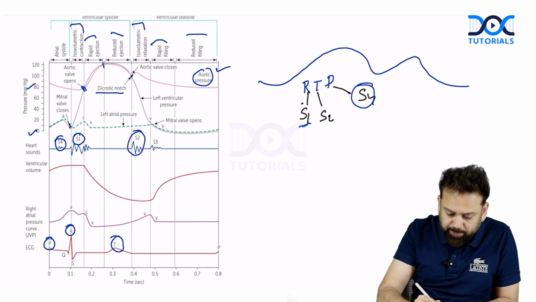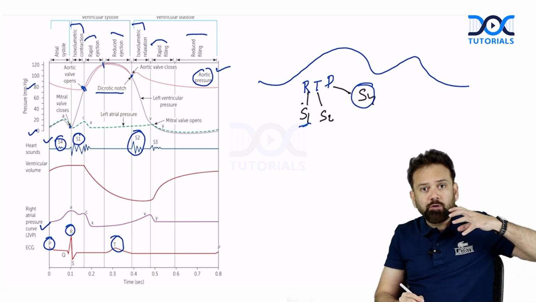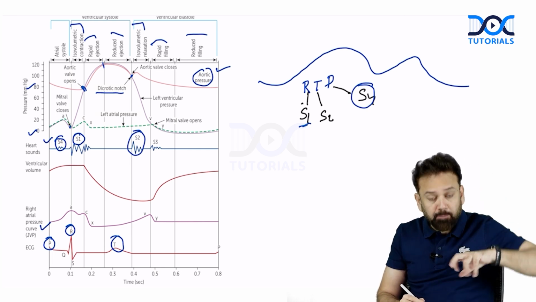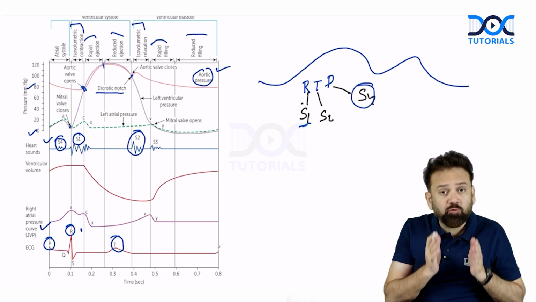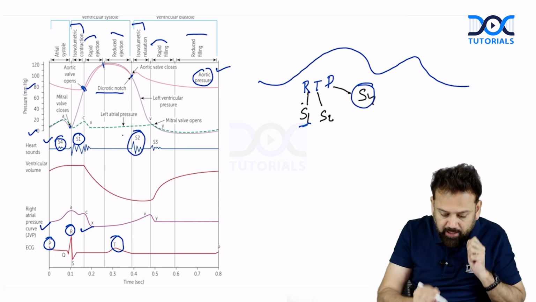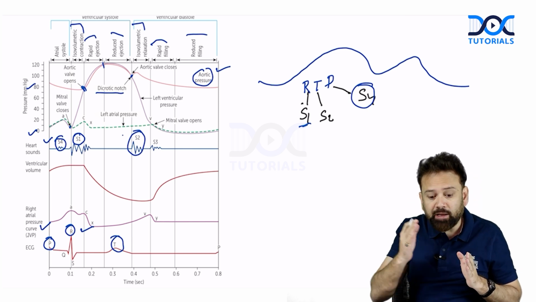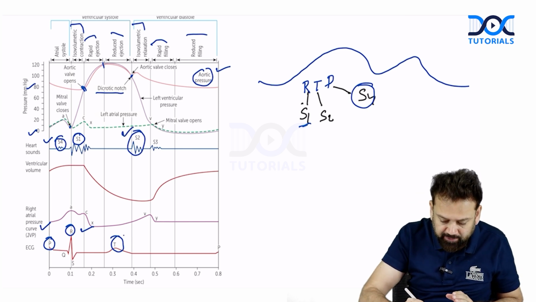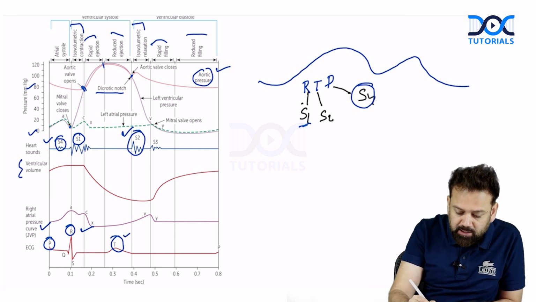P is around S4, because S4 you will get when atria will contract, and P is atrial depolarization. Similarly, R, S1 is followed by IVC, isovolumetric contraction. So S1 then R, and T is ventricular repolarization. So S2, IVR, T. And one thing more, ventricular volume: pressure is increasing, volume is decreasing.